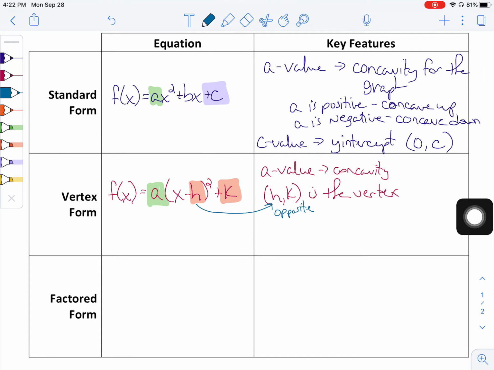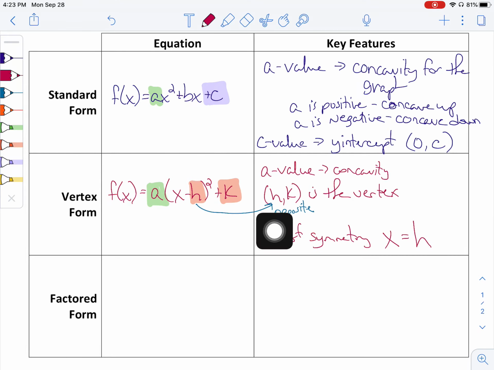One other piece of information that you can get from vertex form, and technically it comes right from the vertex, is what's called your axis of symmetry. Axis of symmetry is going to be the vertical line x is equal to whatever h is. All right, so this h value is going to match to this vertex value right here. So that's vertex form. We've got one more to talk about, which is factored form.